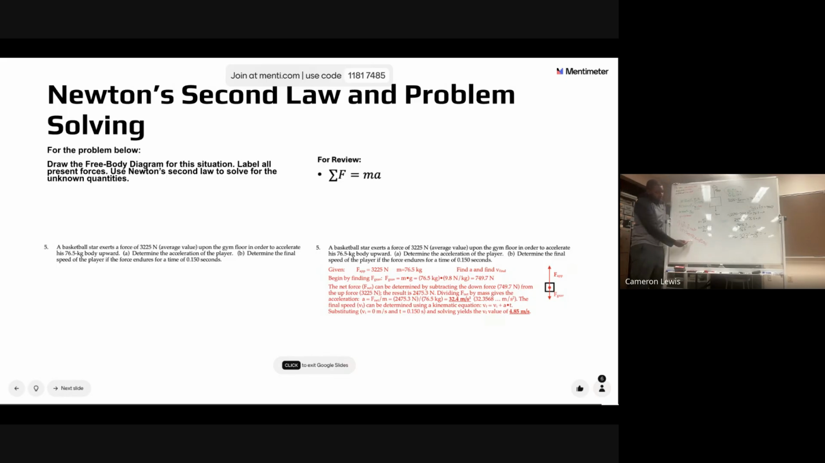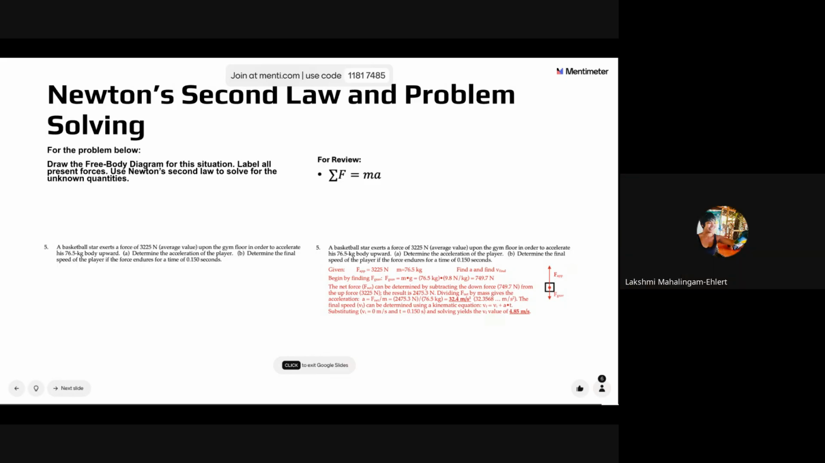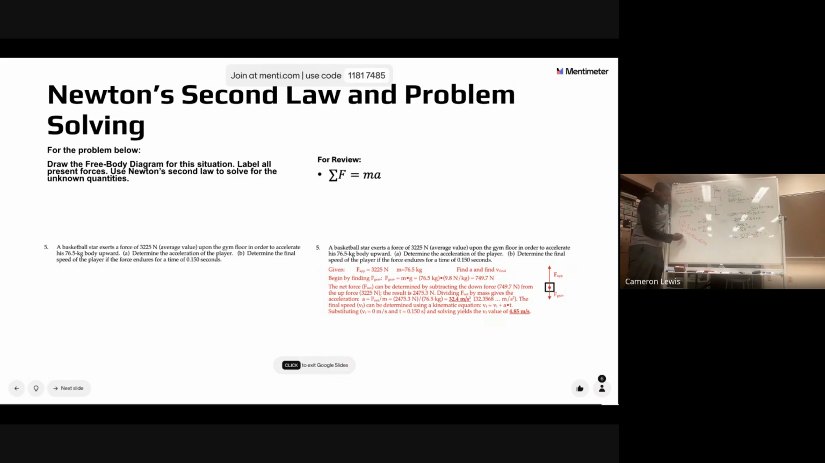What's 32.36 times 0.150? Is it still the same thing? Yeah, it is. I printed out most of it, not all of it. See, I got that right here.